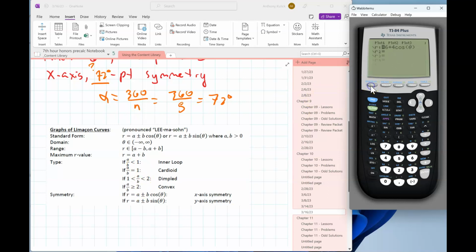And the last one is convex. So A over B has to be bigger than or equal to 2. So 8 and 4 should work. Oh, it didn't go far enough over, but this is called convex. What do we notice here about this guy? That there's no indents on this, right? It's all convex.